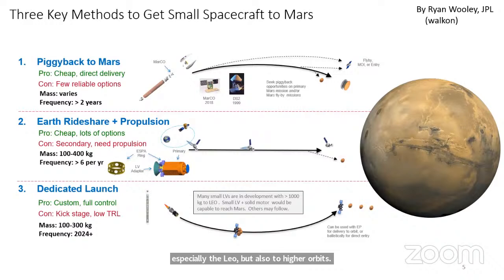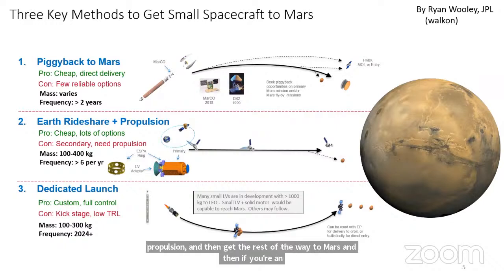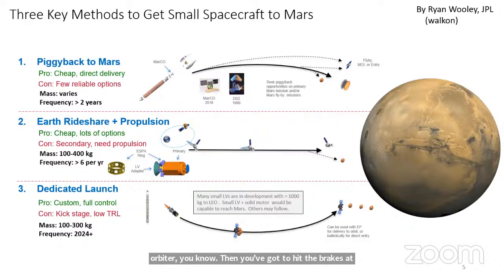So if you want to take advantage of that, you need to bring your own propulsion. So you get delivered to some Earth orbit, and then you turn on your propulsion and get the rest of the way to Mars. And if you're an orbiter, then you've got to hit the brakes at Mars and get yourself into orbit. So it requires a lot of propulsion, and so you want to get as far away from Earth as possible.